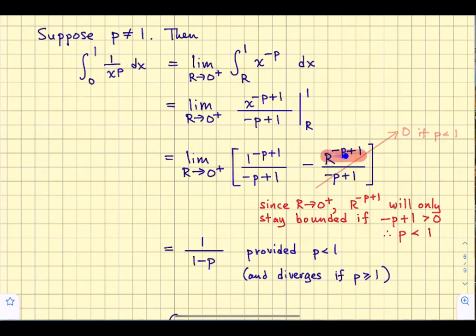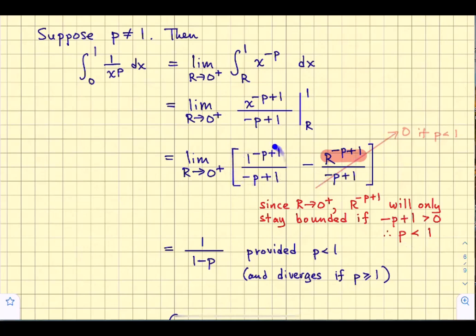So if you focus on the r to the minus p plus 1 part, since r is going to 0, r to the minus p plus 1 will only stay bounded if the exponent is positive. And so if the exponent is positive, then p would have to be less than 1. Because if the exponent were negative, then we would have an r in the denominator that is going to 0 and the quotient would blow up. So if we make the stipulation that the exponent on the r is positive, in other words, that p is less than 1, then this term will go to 0.